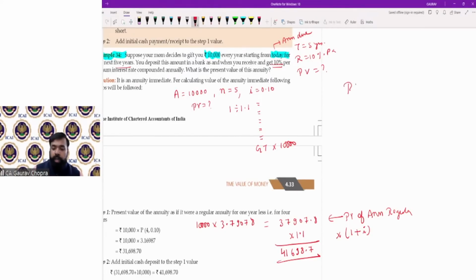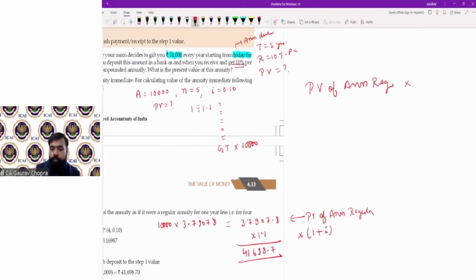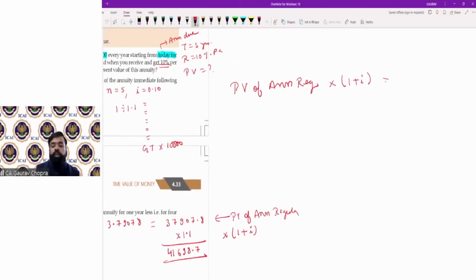पहले स्टेप में आपको क्या करना है? प्रेजेंट वैल्यू ऑफ एन्युटी रेगुलर कैलकुलेट करना है. उसके बाद मल्टीप्लाई बाय 1 प्लस आई. As soon as you multiply with 1 plus I, you get the answer of present value of annuity due. तो आपका रिजल्ट ड्यू वाला आ जाएगा.